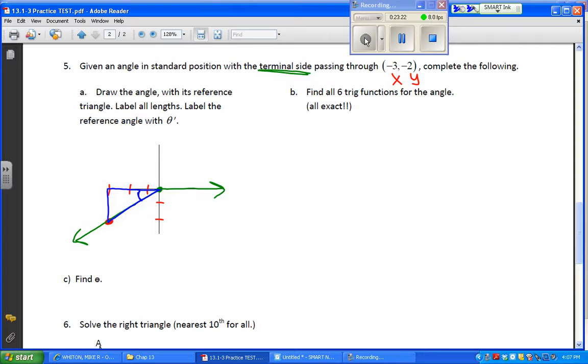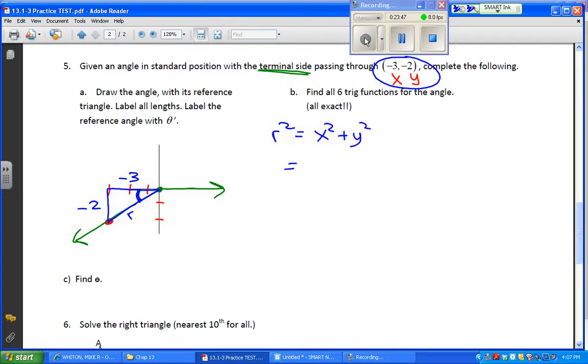Now they gave you the side lengths. They gave you two of them actually. They gave you the x and the y. The x value, that's -3. The y value is -2. Here's my reference angle. So they gave you an opposite and an adjacent basically. We just need to know the hypotenuse. And that's kind of what we had been calling r. So that would be a good thing to find first, a little Pythagorean theorem.